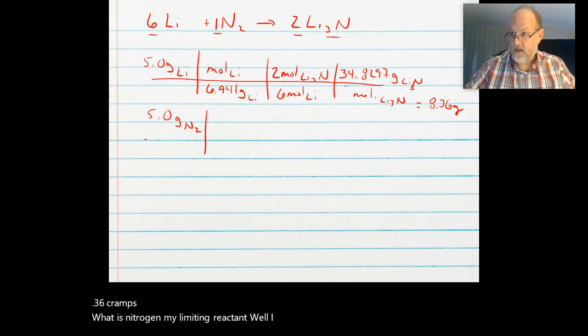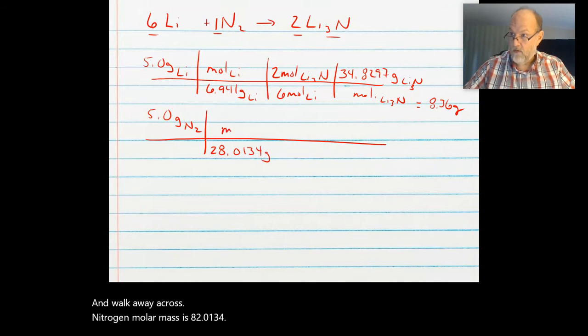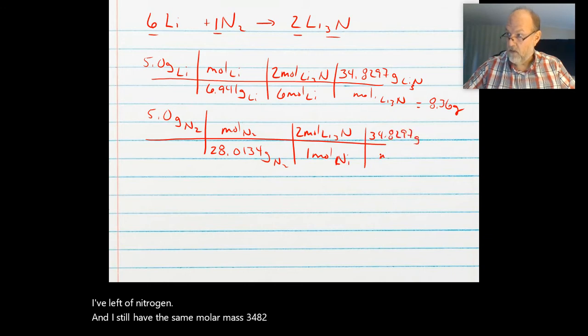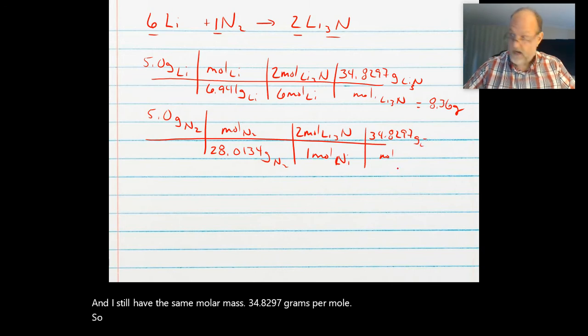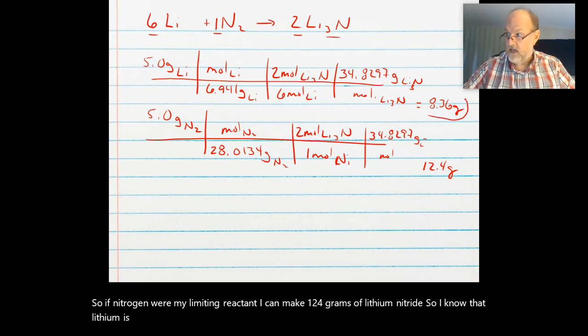Well, I'll do the same thing. Walk my way across. Nitrogen's molar mass is 82.0134 grams per mole for nitrogen. My molar ratio for nitrogen is for every 2 moles of lithium nitride, I only need 1 mole of nitrogen. And I still have the same molar mass, 34.8297 grams per mole. So if nitrogen were my limiting reactant, I could make 12.4 grams of lithium nitride. So I know that lithium is my limiting reactant, and this is my theoretical yield.